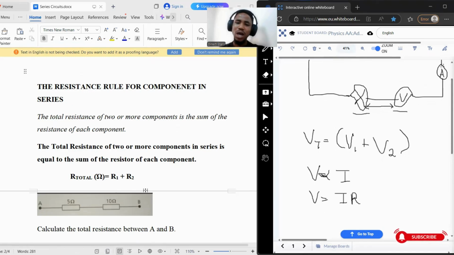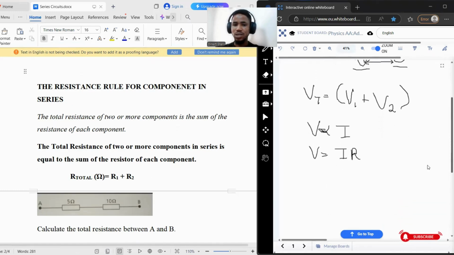So what happens to the resistance in a series circuit? What reduces the flow of current in a series circuit? To calculate the total resistance in a circuit, the total resistance of two or more components in series is equal to the sum of the resistors in each of the components. That means to solve for R total in a series circuit, we need to add all the resistors in that circuit. That's R1 plus R2 up to Rn. It depends on how many resistors we have in the circuit.